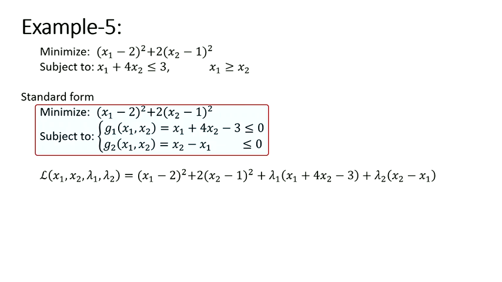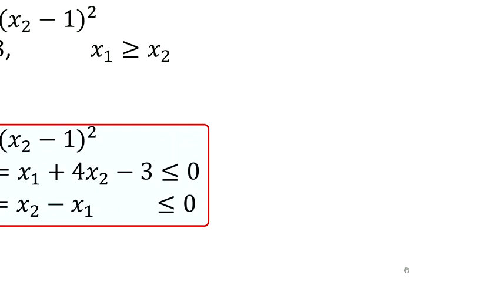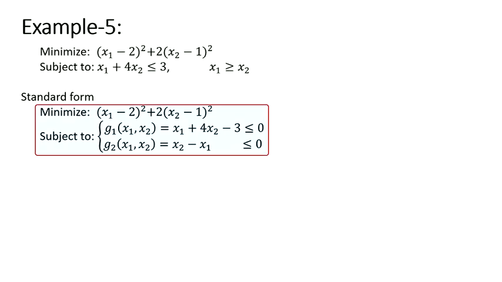Another way of doing it is if the actual problem that's given to us entailed x1 plus 4x2 is strictly less than 3. Equal to 3 is not acceptable. Okay, what did I do? I don't know what happened. Okay.